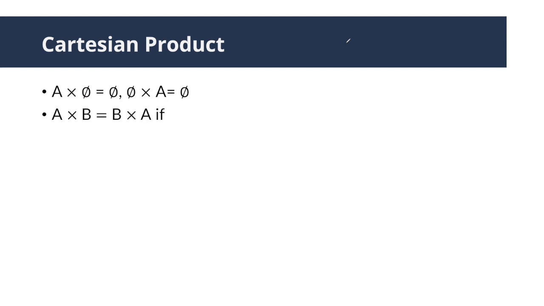And A cross B is equal to B cross A if any of the following two conditions is true. First, if A and B are the same set, then of course the order does not matter. Or you can see from the first fun fact that as long as one of them is the empty set, either A cross B or B cross A is the empty set. Therefore, they are the same set.